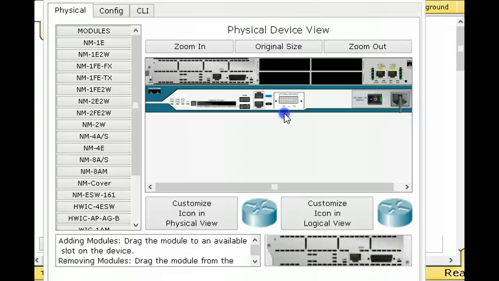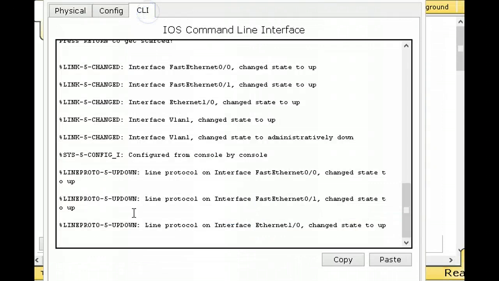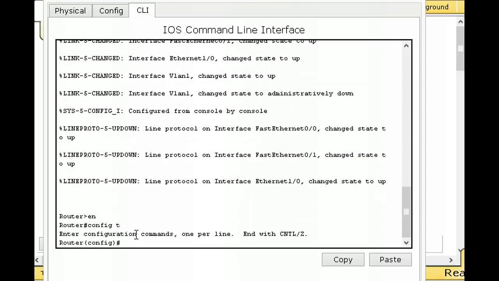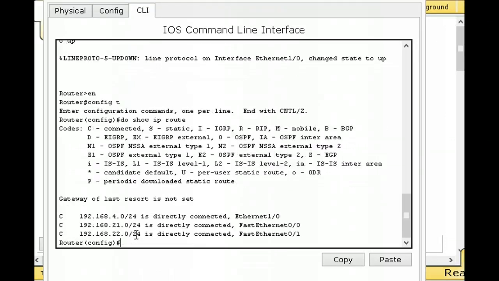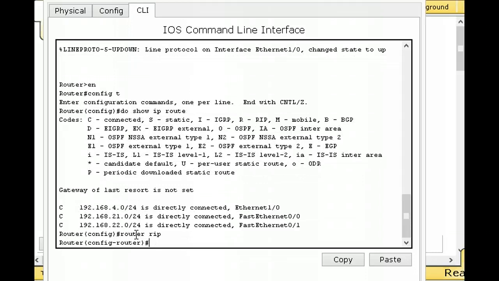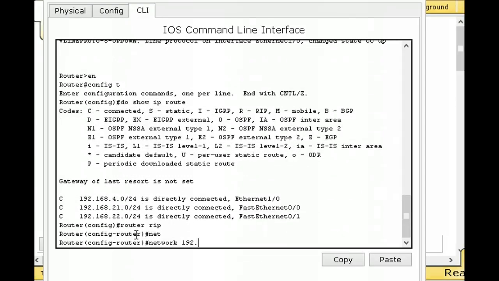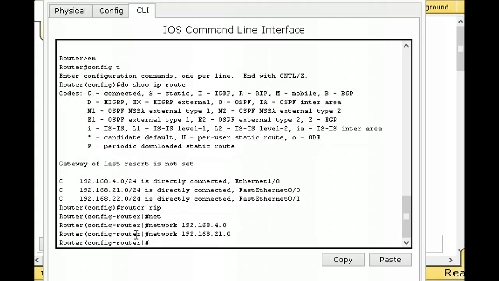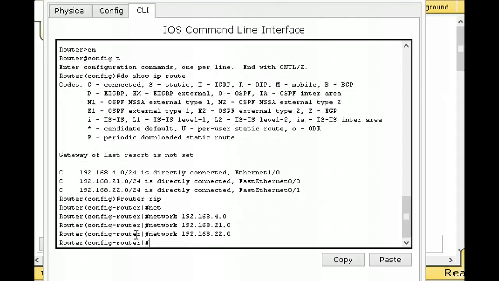Go to our next router, same thing. Do show IP. I forgot to show my IP routes. I have no idea without this. Router RIP, because I didn't write them down. So we do the network 192.168.4.0, 21, and 22.